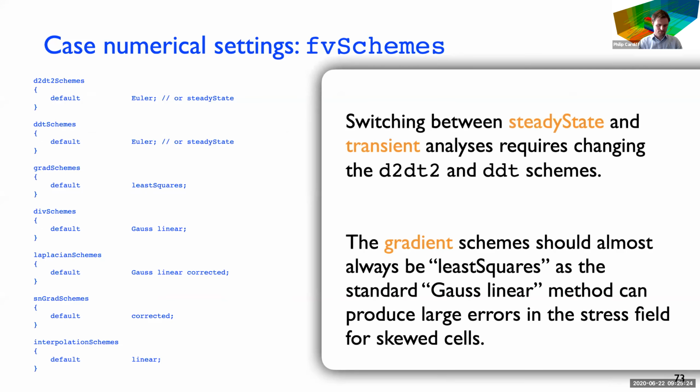FE schemes, we can have a look at that as well. So switching between transient and steady state, just in fluids, you can go between Euler and steady state for the d2dt squared. So you don't normally have this term in fluids, but in solids you do, because we're using displacement instead of velocity. So the second temporal derivative. So we can use Euler. Typically in finite elements, you'll use a Newmark scheme or trapezoidal or some blended scheme like that.